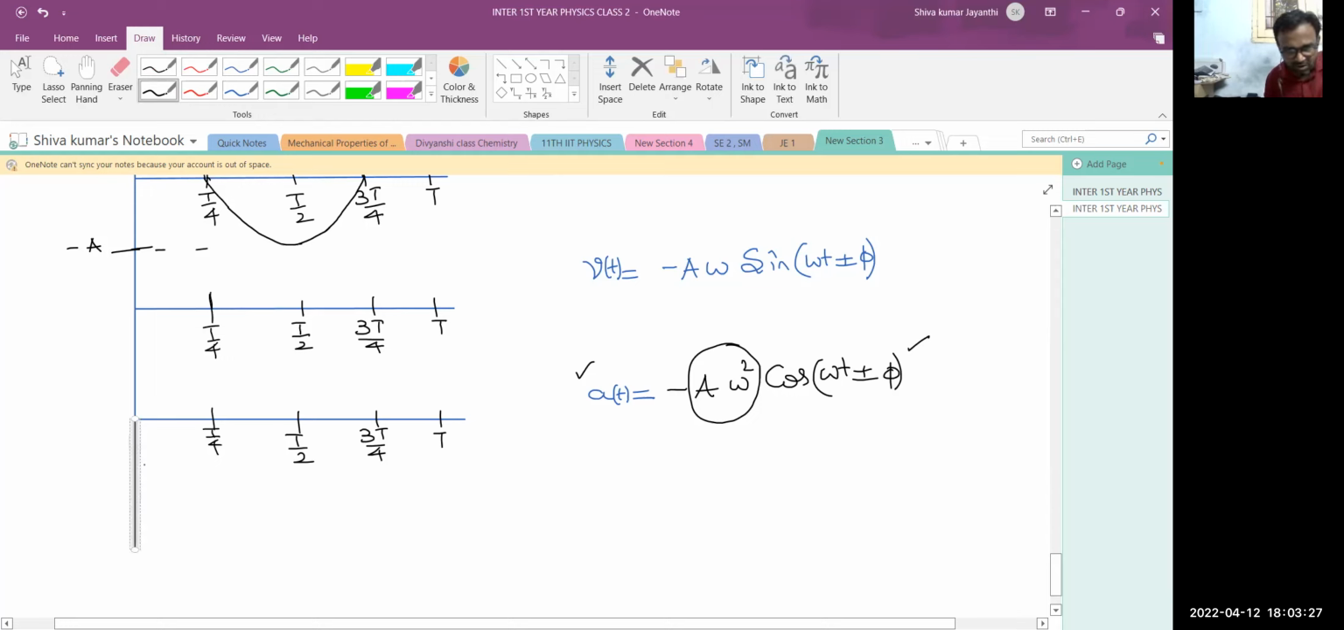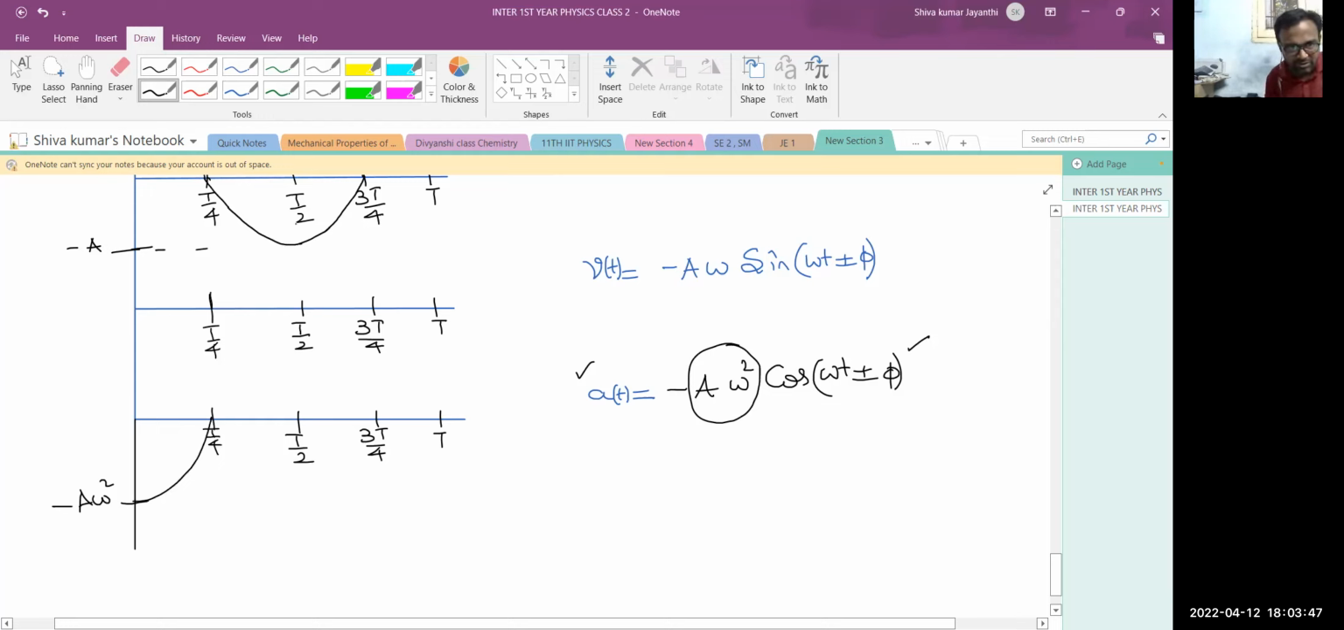That also will not be minus a. It will be a bigger one. Minus a omega square will come. Yes or no? So it would start only from downwards. Yes, it will start like this, and it will move up. And when this is negative, it will give you positive.